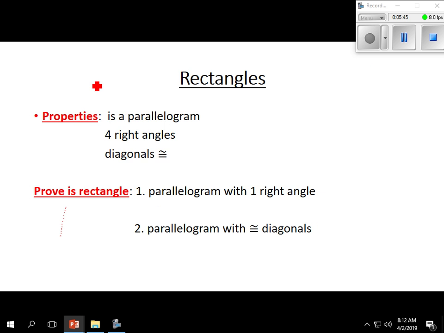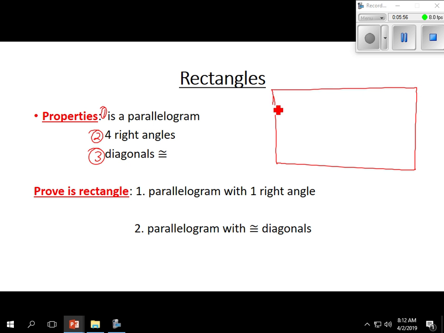A rectangle, these should be numbered here, number 1, number 2, number 3. Again, a rectangle is a parallelogram, so it's got all the properties of a parallelogram, so opposite sides are parallel, opposite sides are congruent, opposite angles are congruent. And actually in this, if it's a rectangle, not only are opposite angles congruent, but all four angles are congruent, and all four angles must be right angles.